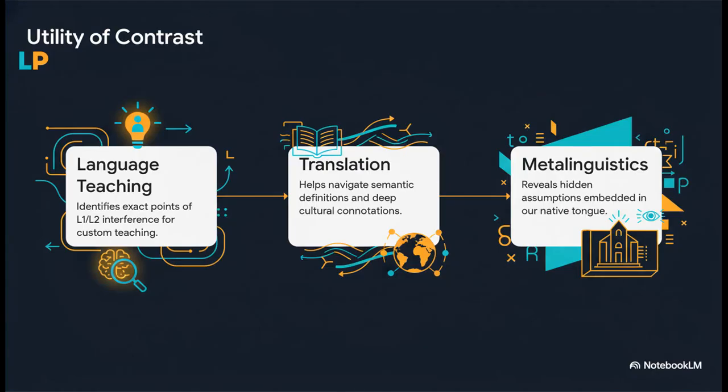So the takeaway here is that this contrastive approach is just immensely useful. For language teachers, it lets them pinpoint the exact spots where students will struggle and tailor their lessons. For professional translators, it's absolutely essential for navigating those deep cultural and meaning gaps we talked about. And honestly, for all of us, it builds something called metalinguistic awareness. It basically uses another language as a mirror to show us the hidden, invisible architectural rules of our own language.